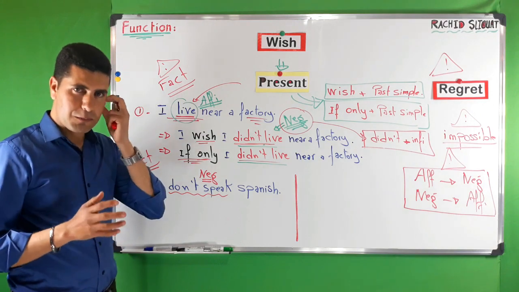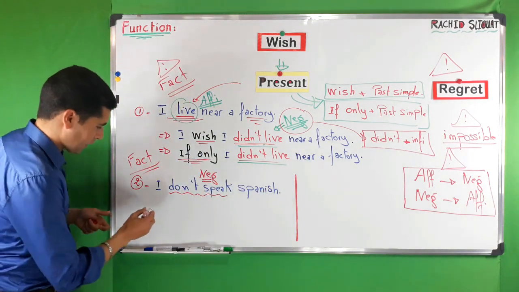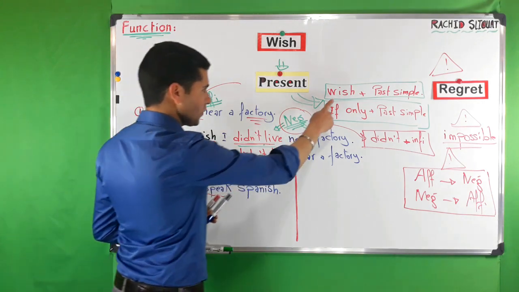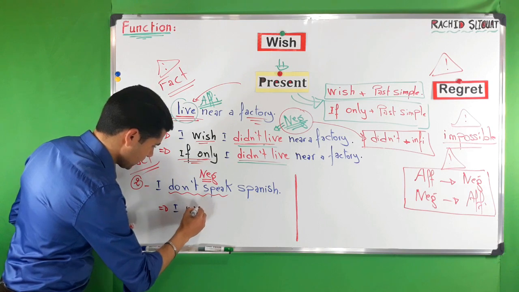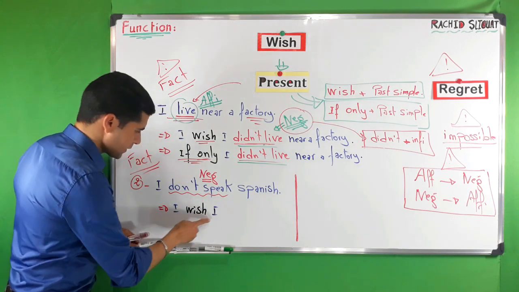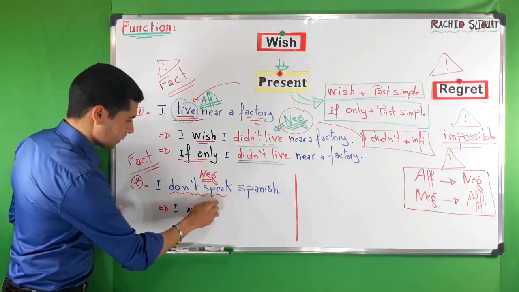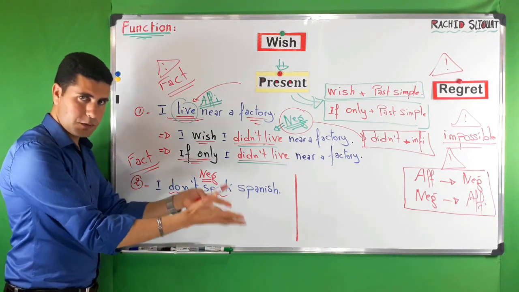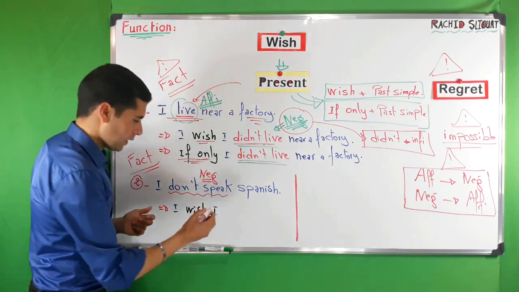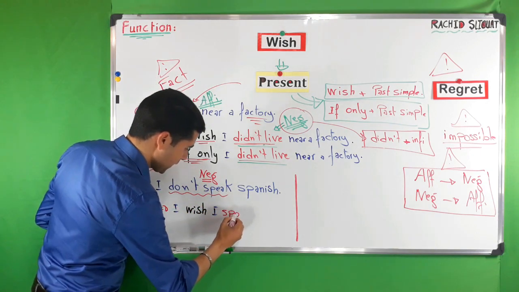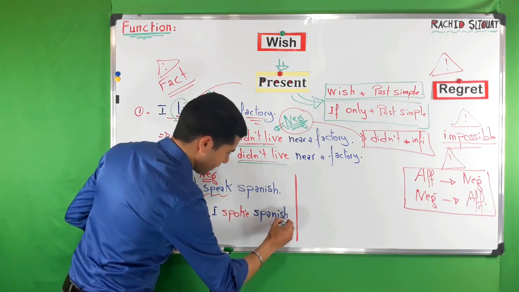So here, what can we say if you want to express regret or wish? Very simply, we can say I wish plus past simple, okay? I wish, I. Now we need the past simple of the verb speak. So this is negative. In wish, it becomes affirmative. I wish. The past of speak is very simply spoke, okay? Spanish. I wish I spoke Spanish, okay?